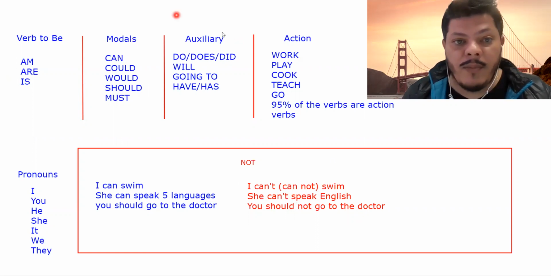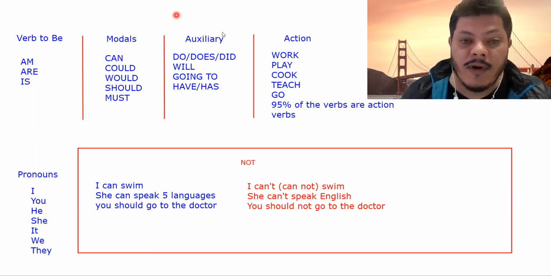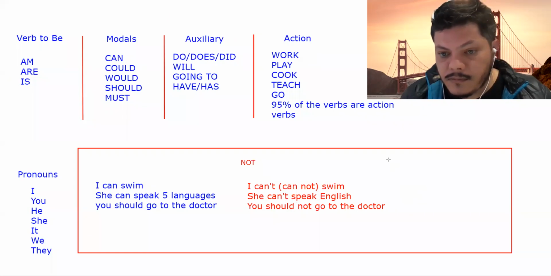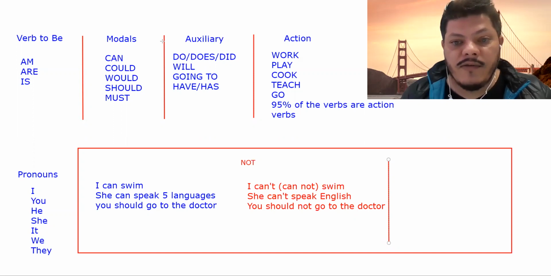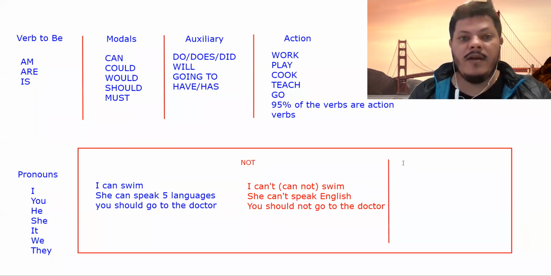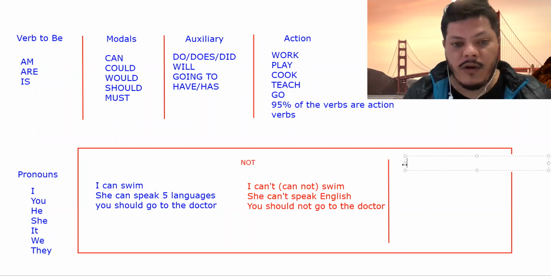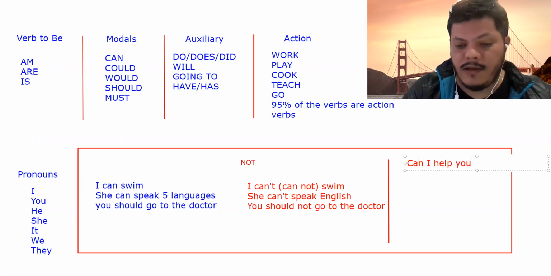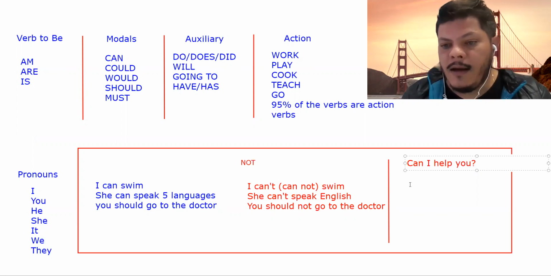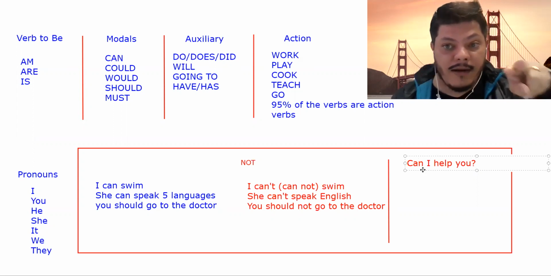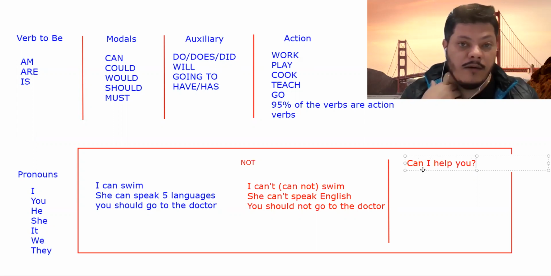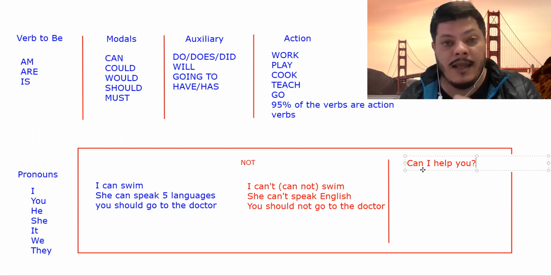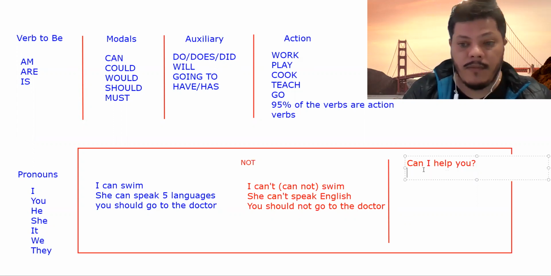Now, what about interrogatives? If I have an interrogative, what should I do? For interrogatives, you will do exactly the same thing we did for the verb to be. So it's going to be, Can I help you, for example? Look at this example. Can I help you? What I did was change the position between the verb can, the modal verb, and the pronoun. Can I help you?